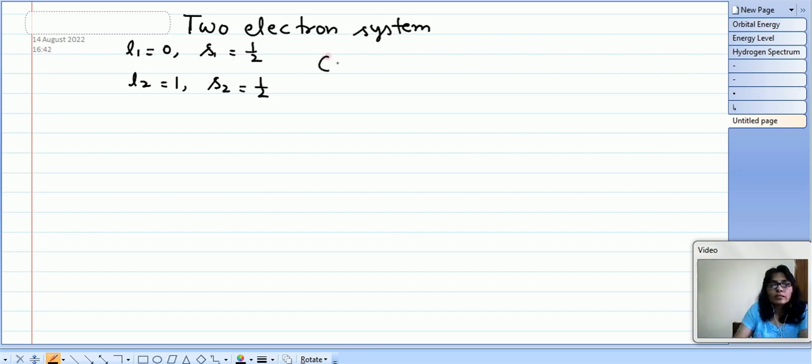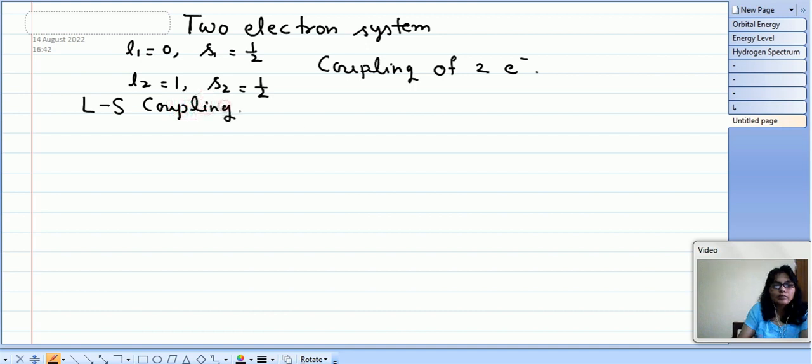We are interested in coupling of two electrons given by these states. So first let us do it for the LS coupling, and then we will do the same thing for the JJ coupling also.